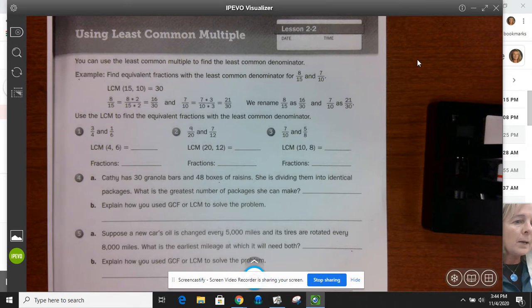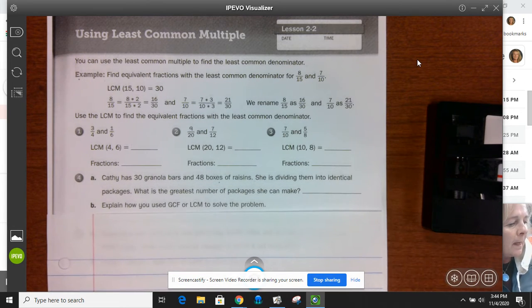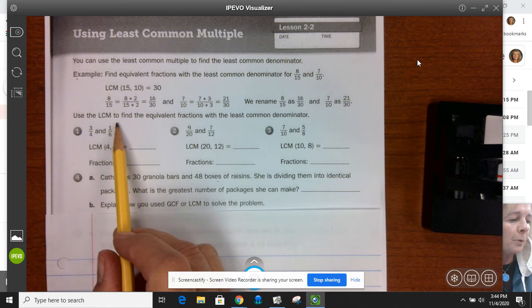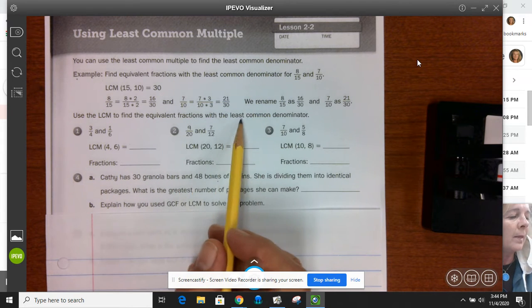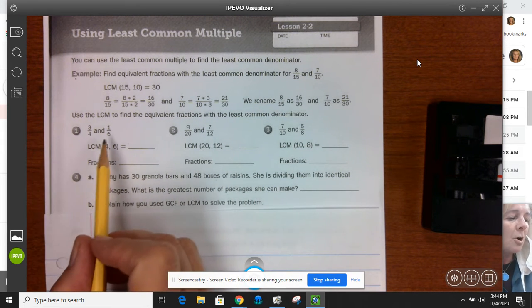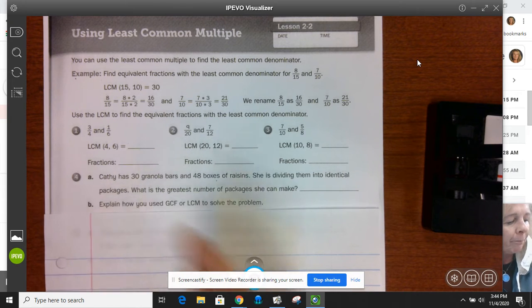Hey boys and girls, so I'm going to explain to you how to complete the problems on page 59. Remember, you're only completing problems 1, 2, 3, 4, and 5. So the directions say that you need to use the least common multiple to find the equivalent fractions with the least common denominator. So you're going to take a look at number 1.